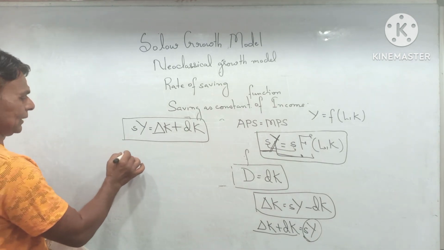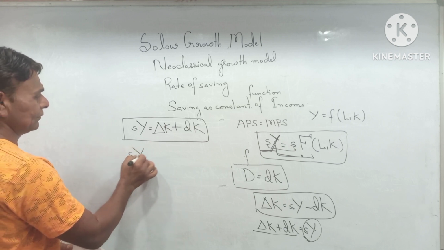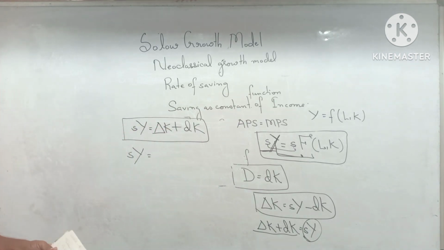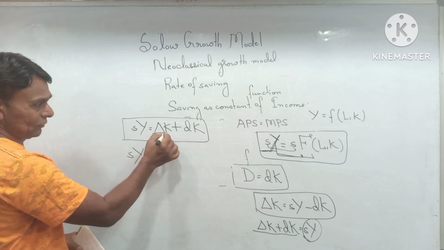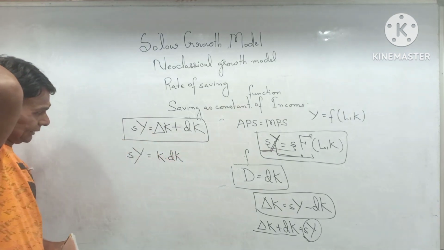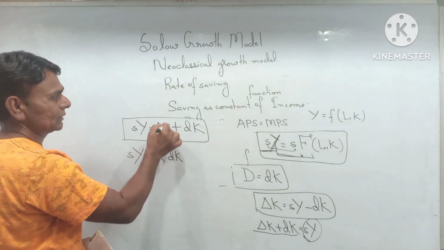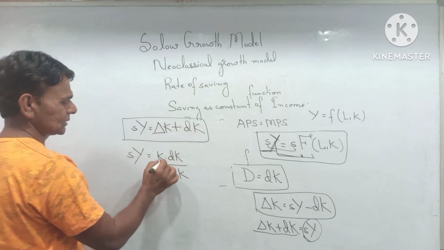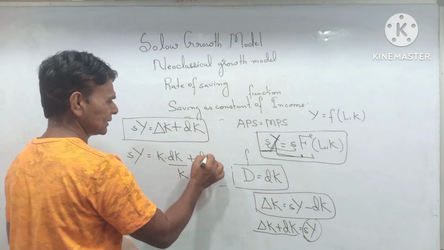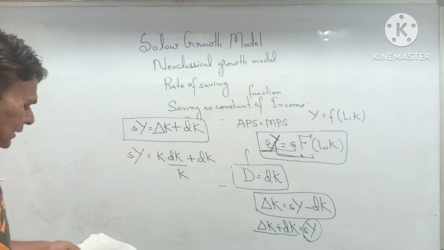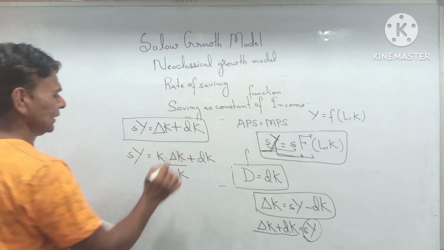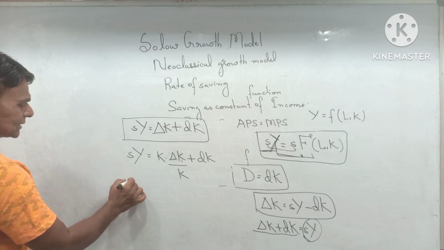Dividing and multiplying the first term of the right side of the equation by K, only the first term, we get K into delta K by K.